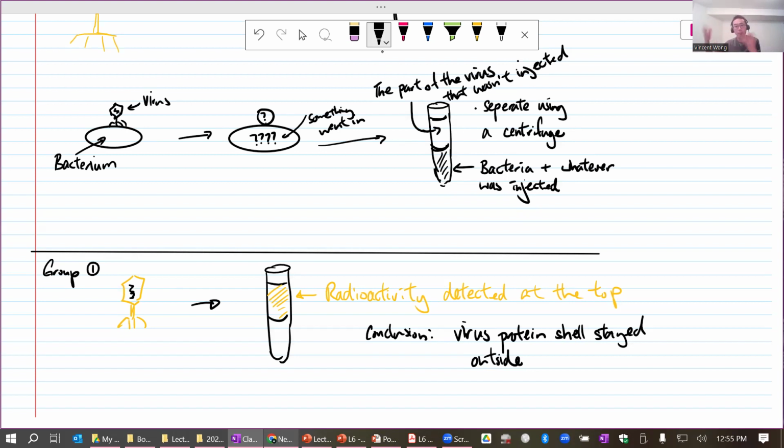I cannot label both of them at the same time. If I label both of them at the same time and something is glowing, I don't know if it's the protein that's glowing or if it's the DNA that's glowing, right? Only the protein is labeled here. So if it glows, I know it was from the protein. And because only the top portion is glowing, I know that's the one that did not go in. Questions?